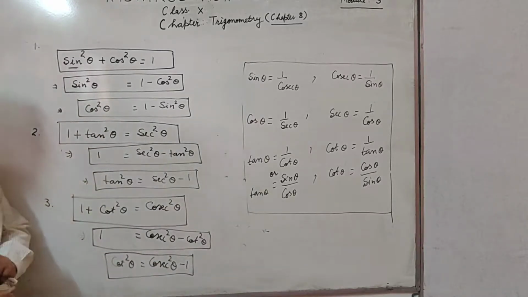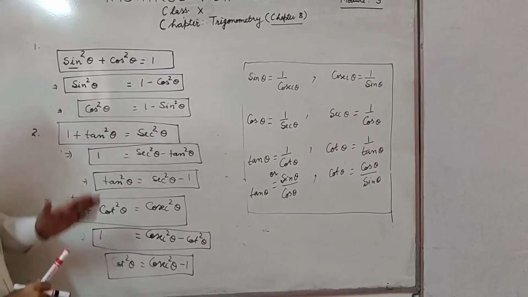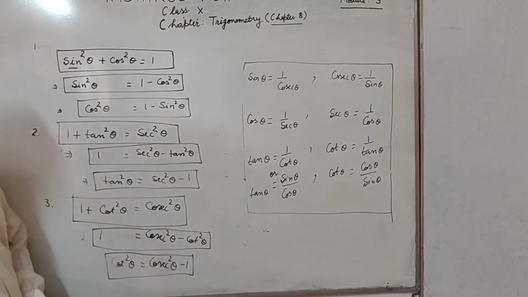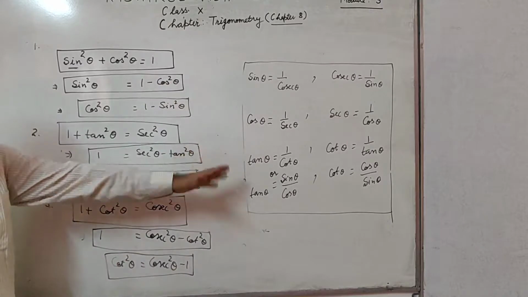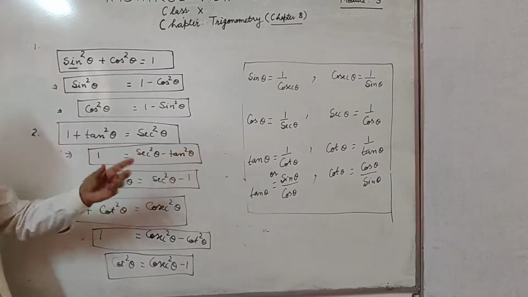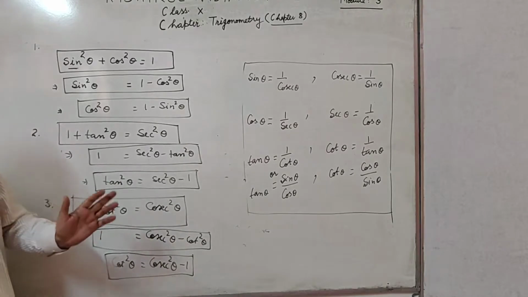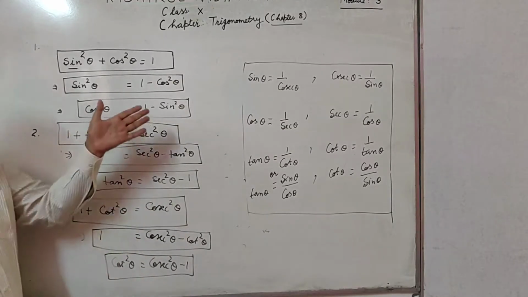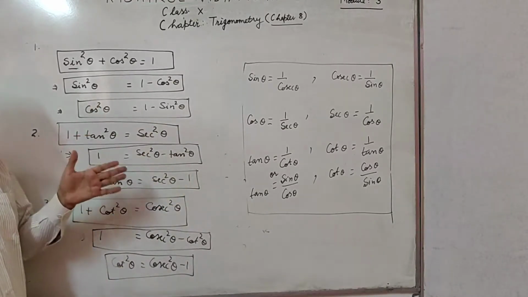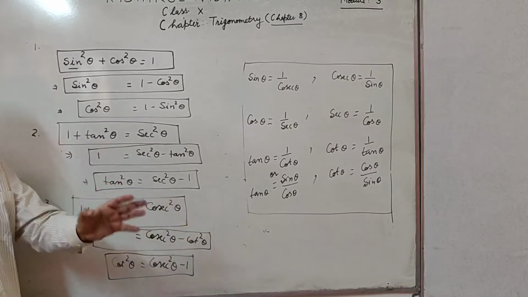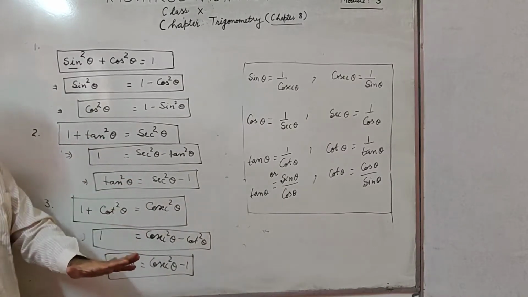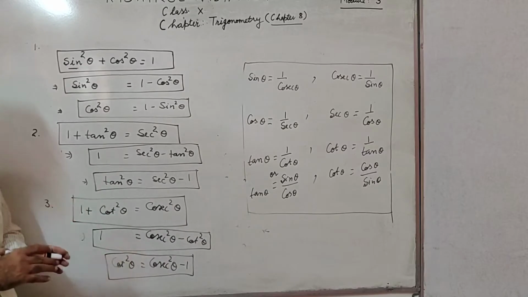So, my dear friends, you have gone through the identities also, you know the results also. With only these, only one basic is left: what are the values of these T ratios at angles 0 degree, 30 degree, 45 degree, 60 degree and 90 degree. That I will discuss later.